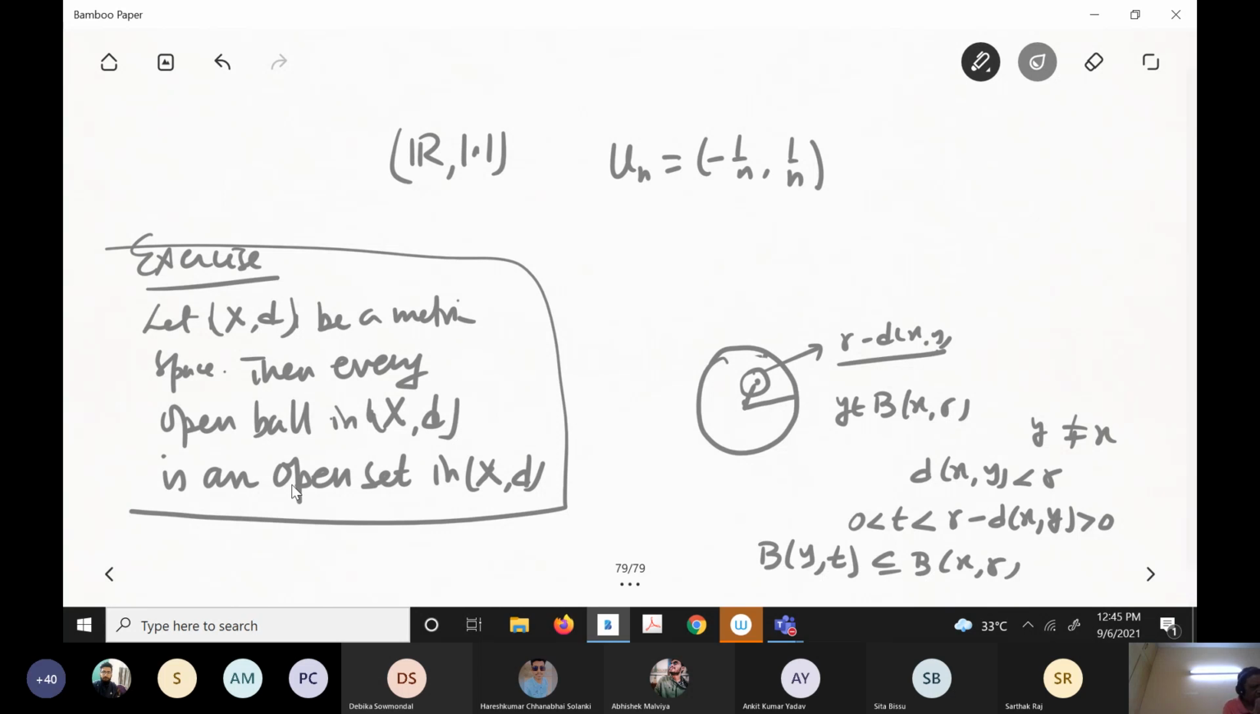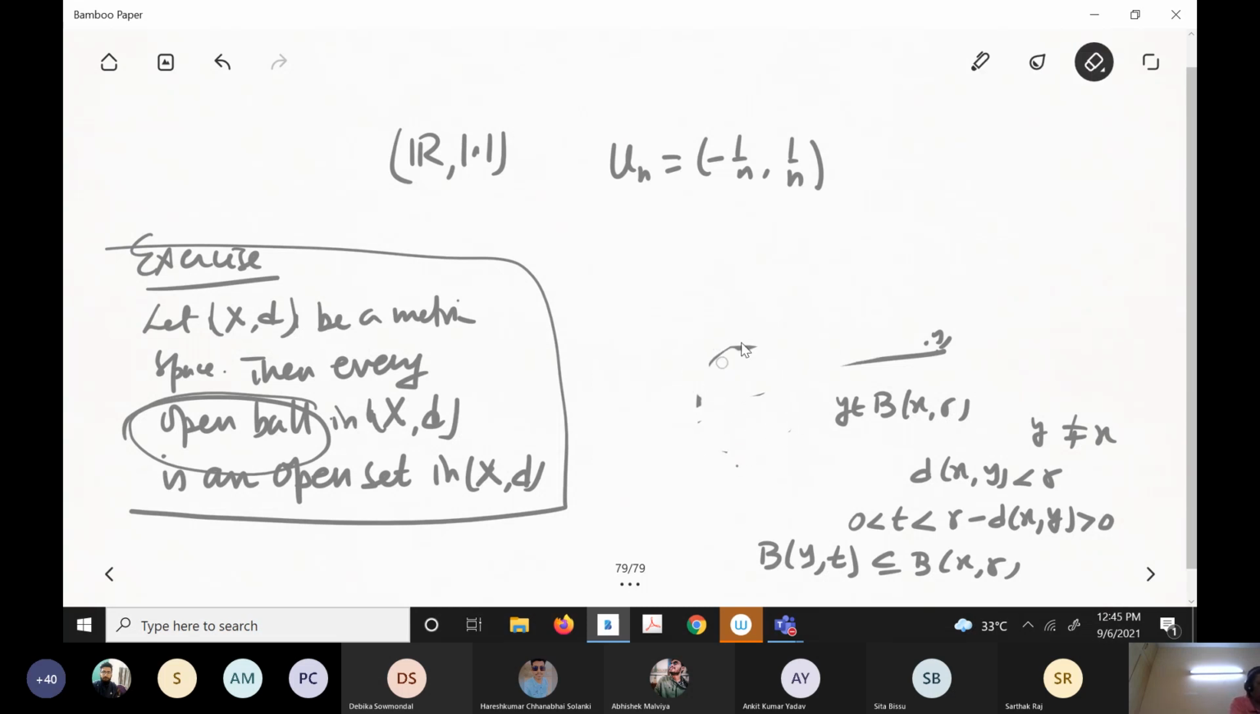But I told you, these are small tricks. First, you'll have to learn. If you want to handle metric space cleverly, competently, confidently, you need to know how to work with open balls. This is the basic thing. If you can't handle an open ball, forget about it, you will never be able to handle the metric space. So handling open balls is very important. You'll have to know how to play with open balls.